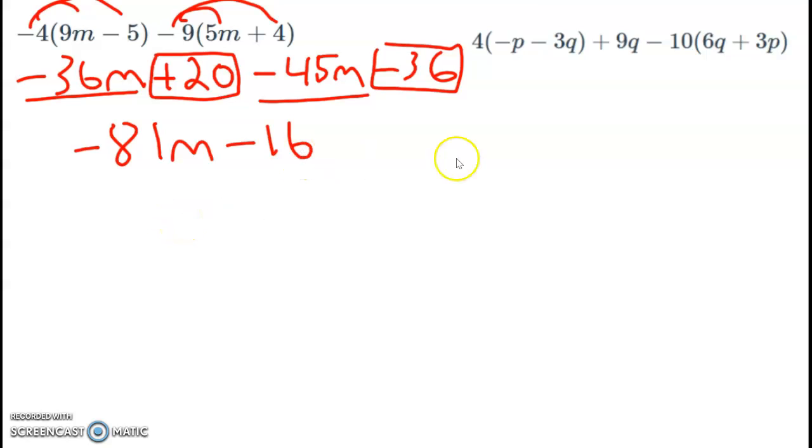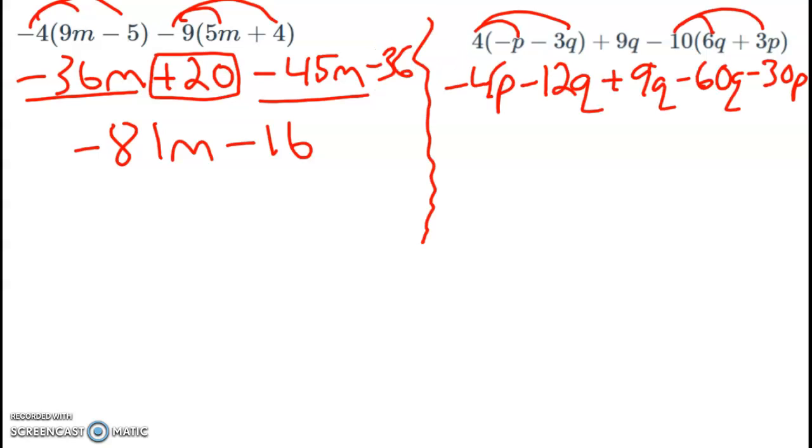Now, on my next problem here, we've got a situation where you've got two distributors here. One on the left here, one on the right side. But you've got this 9q that's not inside the parentheses. So we're not going to multiply that 4 or the negative 10 against it. We're just going to work the other two and then combine like terms.